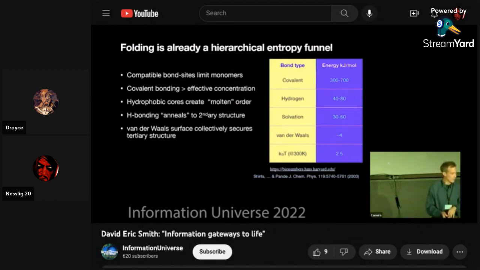And I'm giving you each of these in kilojoules per mole relative to KT. So you can see we're getting down pretty close to the thermal fluctuation energy. And then last of all, the annealing gives you your secondary structures, beta sheets, alpha helices. And then only after all that's done do the weakest of all, the van der Waals forces, act collectively as a surface to fold you into the tertiary structure that kind of locks it all in place.